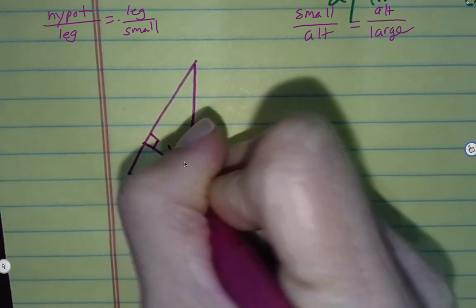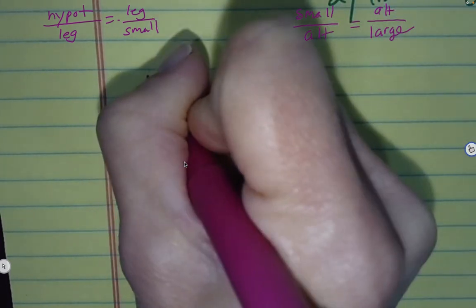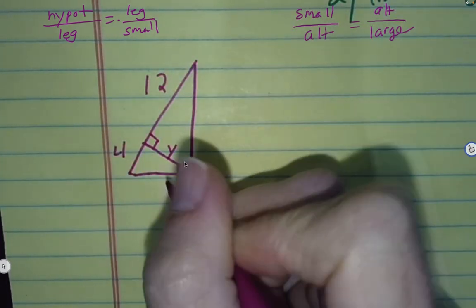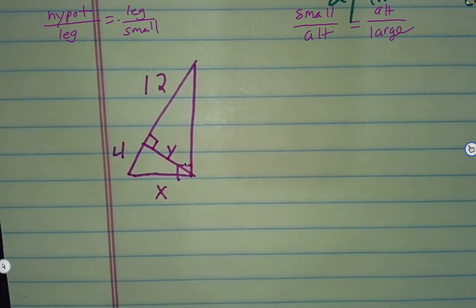They tell me a few things. That's Y. That's 12. That's 4 and X. Now, let's see what we can use.